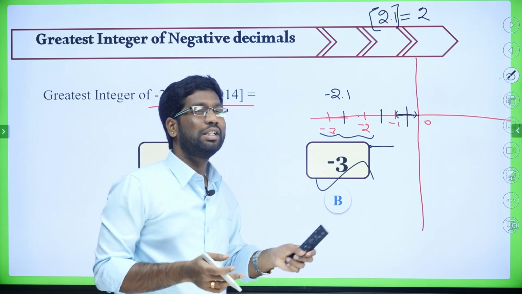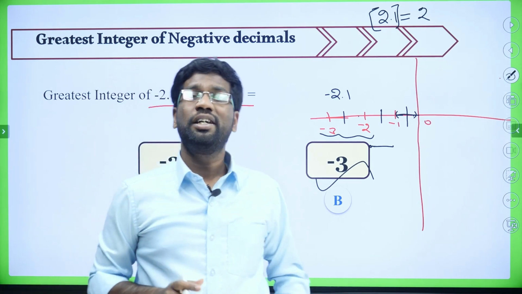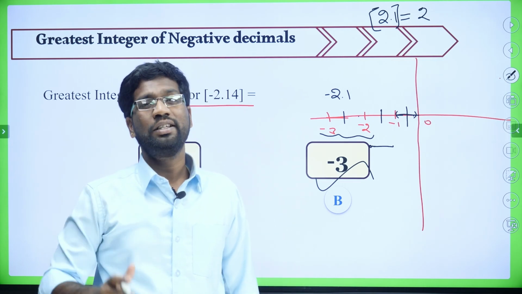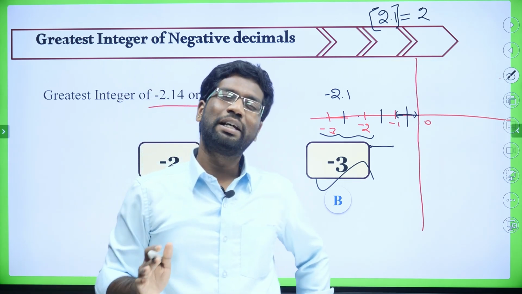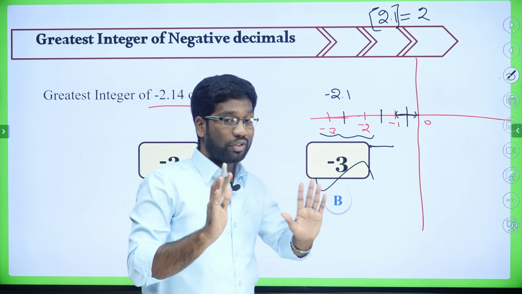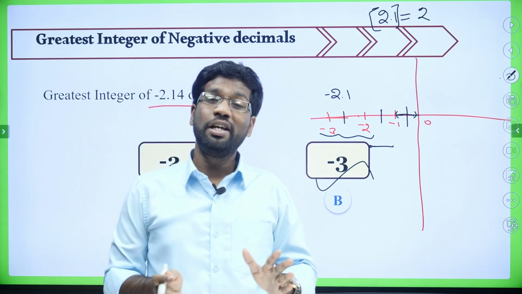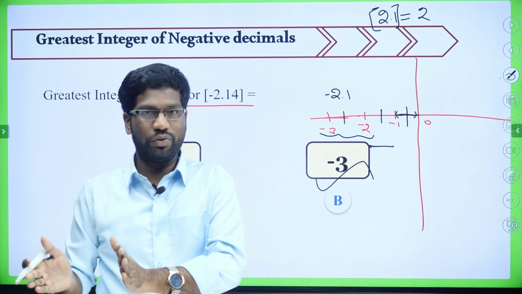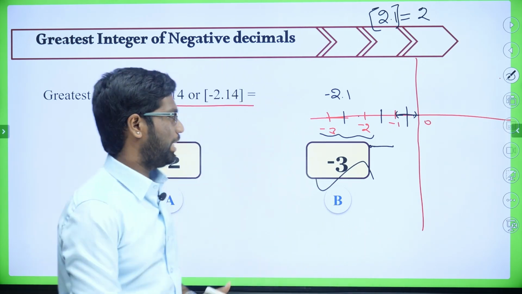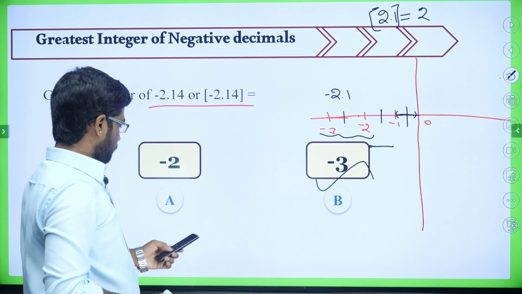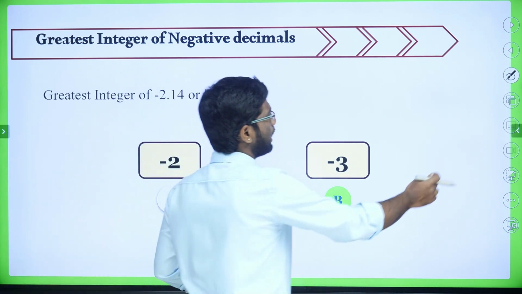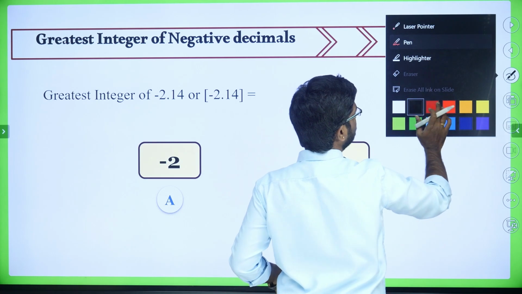But be careful, learn very slow and steady. For JEE, the understanding matters a lot, my dear students. If you understand well, these problems are very, very simple. But before that, be very, very confident in negative as well as positive decimals. This thing matters a lot, my dear students. So minus 3 is the answer, my dear students. I hope you got how we have solved it.